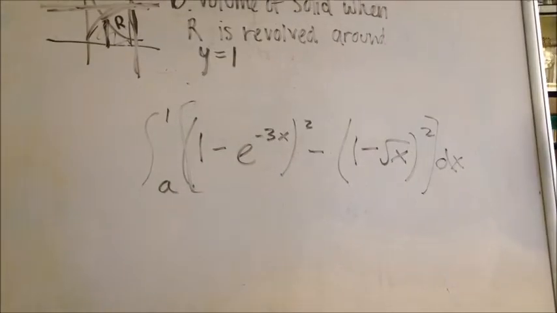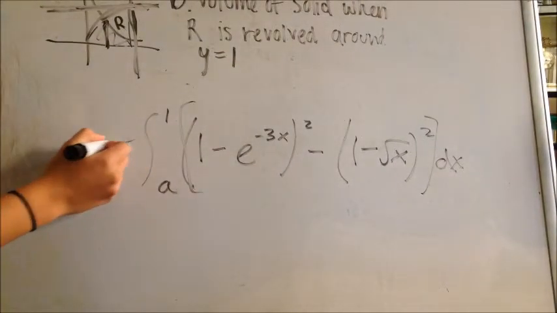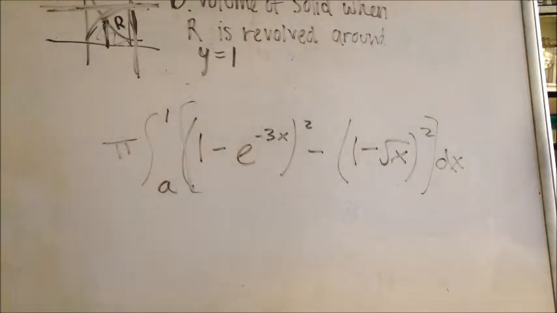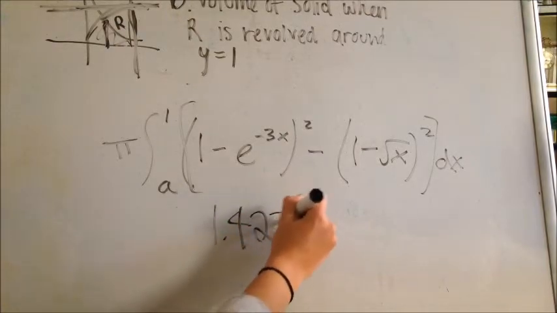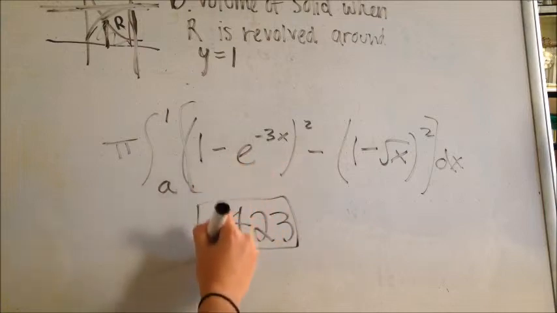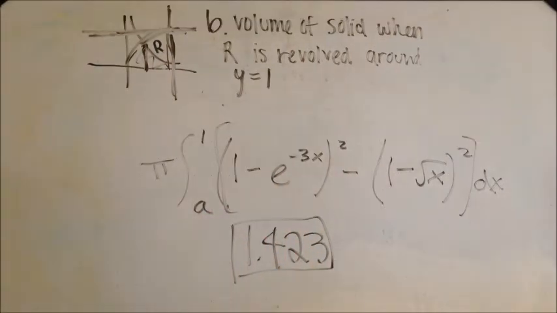So we set up our r squared, but you have to be careful not to forget the pi right here, because that's going to give you the volume of the solid given the radii. And once you plug that into your calculator, you should get 1.423 once you plug it in. And then that's your answer for part B.